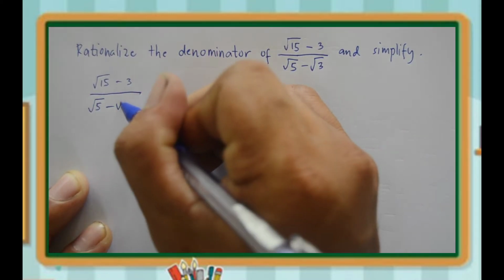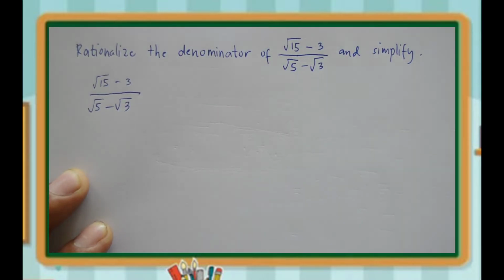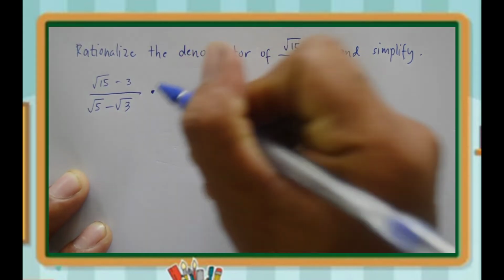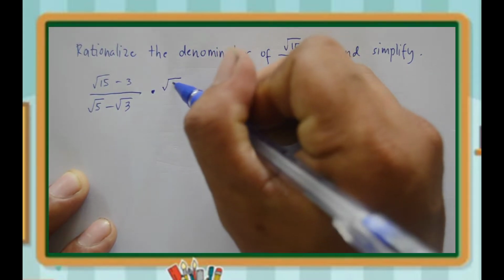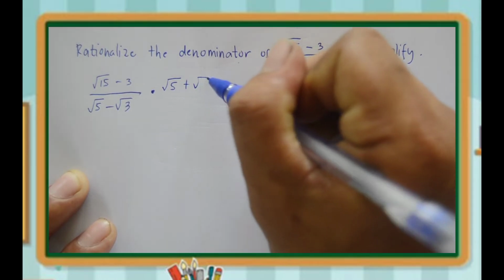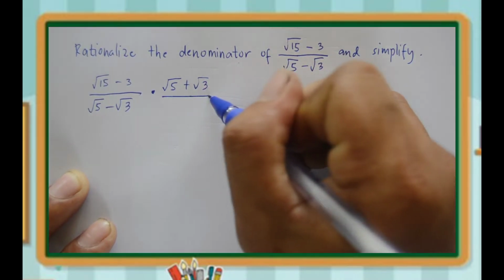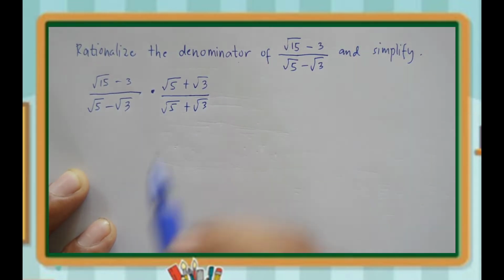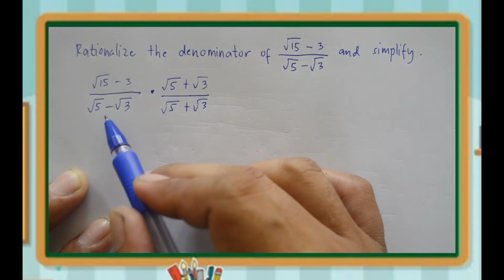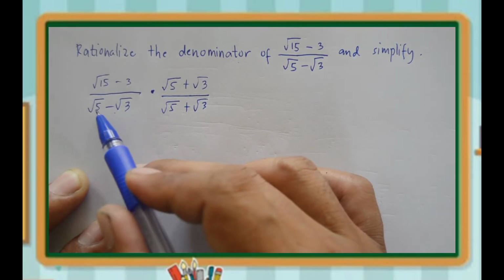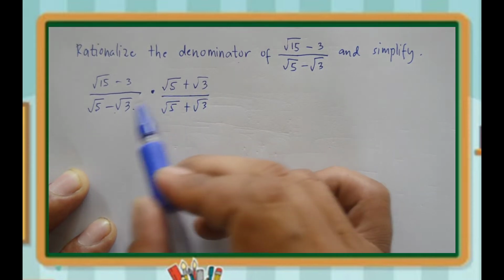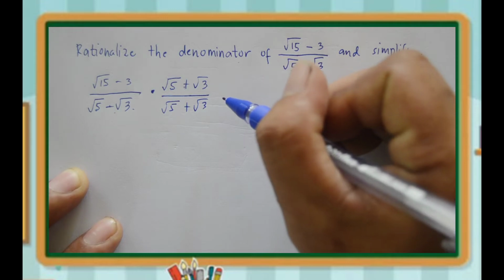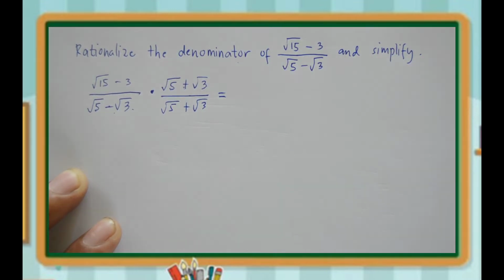Since we are asked to rationalize the denominator, we are going to multiply by an expression that is equal to 1, in which it is the conjugate of our denominator. When we say conjugate, they have the same terms but they differ in operation. Since the operation in our denominator is minus, the conjugate is square root of 5 plus square root of 3. And square root of 5 plus square root of 3 all over square root of 5 plus square root of 3 is equal to 1. That is how we rationalize the denominator.